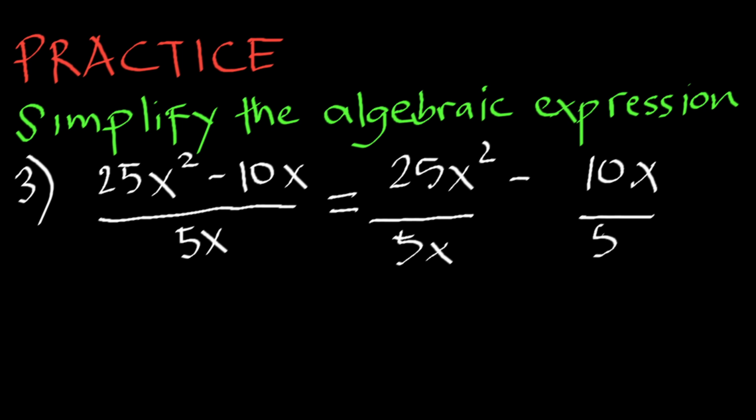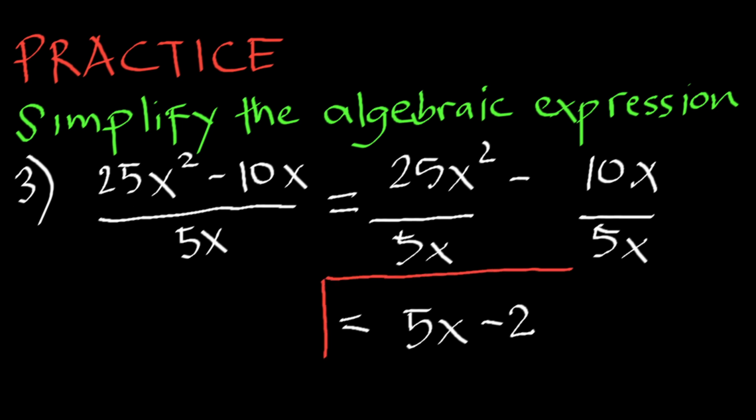So we will have 25 over 5 magiging 5. Yung x squared naman magiging x lang. And then we have negative 10 over 5, magiging 2 lang yan. And x over x, makakancel out yung variable. Kaya ang answer natin ay 5x minus 2.